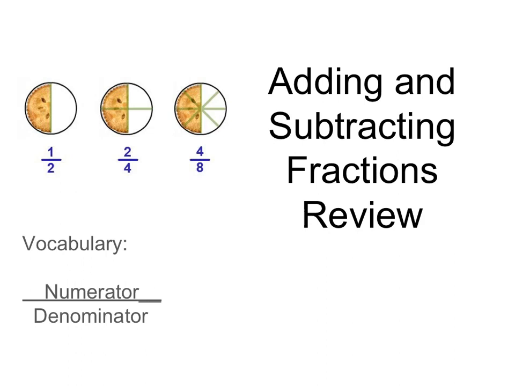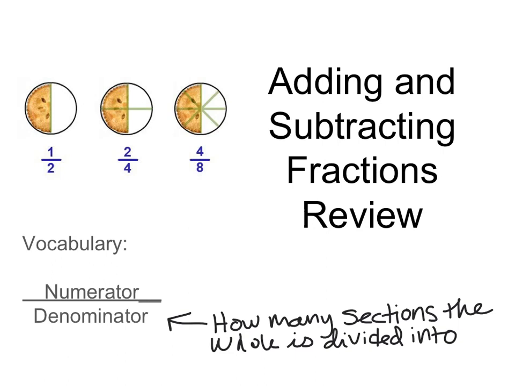The denominator tells you how many sections the whole is divided into. So the bigger the number, the smaller the section. As you can see up on my top little picture, in the first one, it's broken into 2 sections, 1 and 2. Next, it's broken into 4, 1, 2, 3, 4. And on the last one, it's broken up into 8 sections, 1, 2, 3, 4, 5, 6, 7, 8.